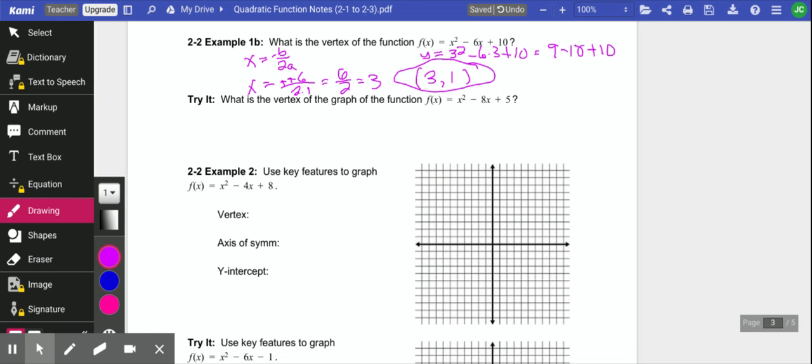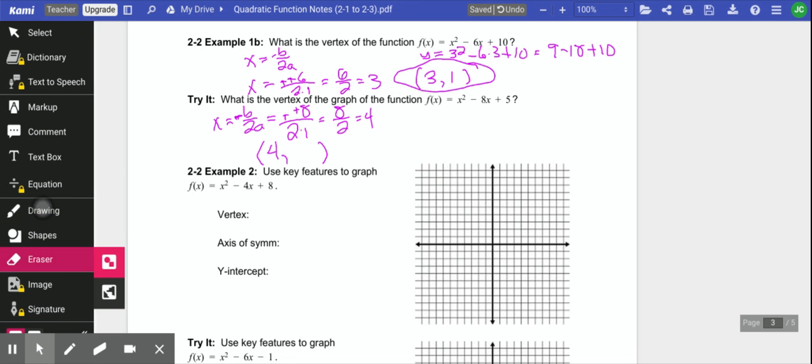Let's do another one, though, so we can just see that again. So to find the vertex, if you're not in vertex form, if you're in standard form, you have to use x equals negative b over 2a. That's a negative sign. All right, so in this problem, b is right there. So it's going to be negative negative 8, which of course is positive 8, over 2, and a is the number in front of the x squared, which is 1. So we get 8 divided by 2, which is 4. So the x-coordinate of our vertex is 4.